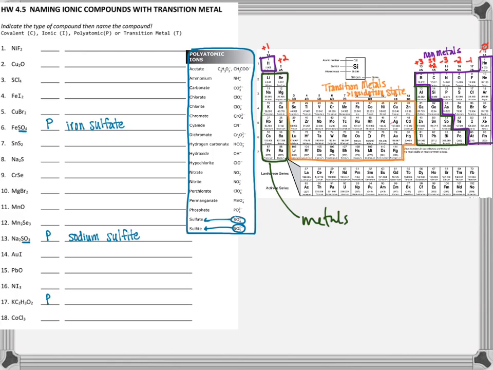Okay. All right. And my last one, again, my polyatomic ion is listed after my metal. And if I go up to my list, I find it over here. And this one is called acetate. So again, my metal is listed first. In this case, it's potassium acetate.